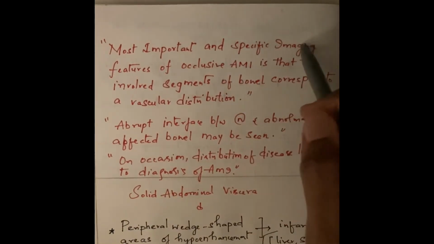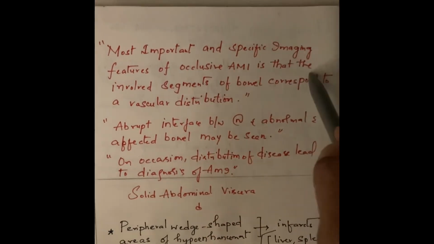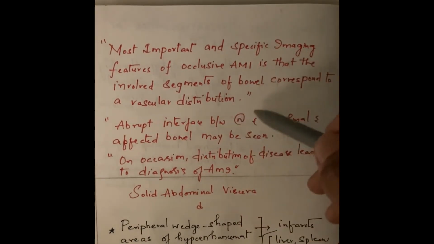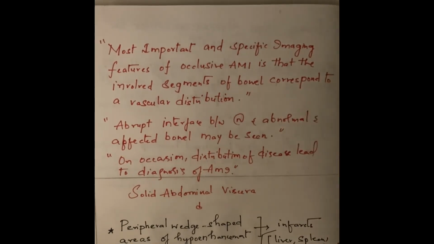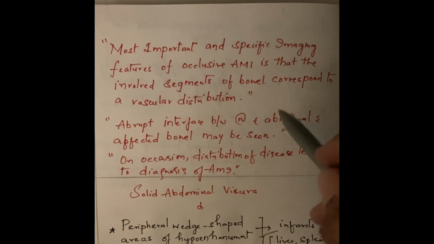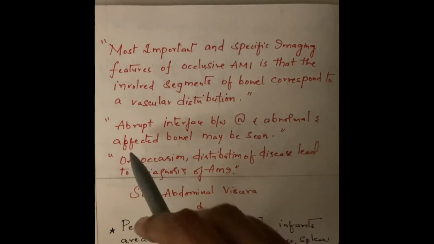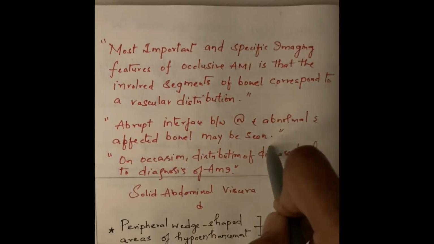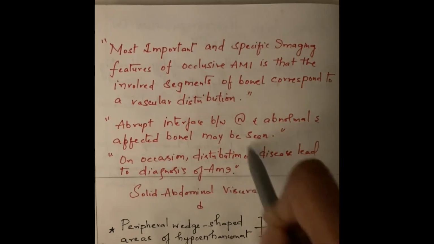The most important and specific imaging feature of occlusive acute mesenteric ischemia is involved segments of bowel corresponding to vascular distribution. Suppose the SMA is involved, the parts which are supplied by the SMA are the only ones involved, and the remaining parts are supplied by other vessels, so they will not be involved. So involved segments of the bowel corresponding to vascular distribution is very important. An abrupt interface between the normal and abnormal affected bowel may be seen. On occasion, the distribution of the disease leads to the diagnosis. By seeing this, we can know the diagnosis.